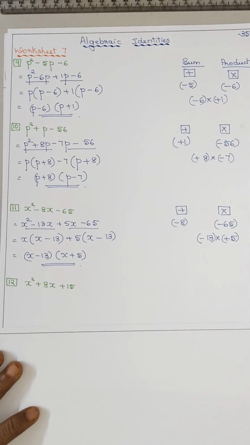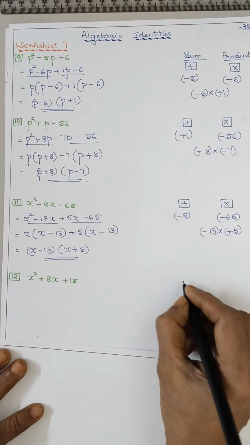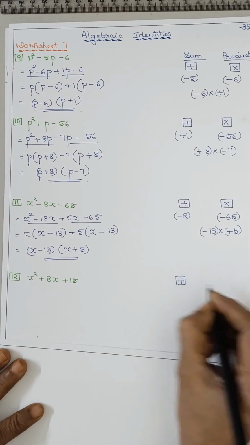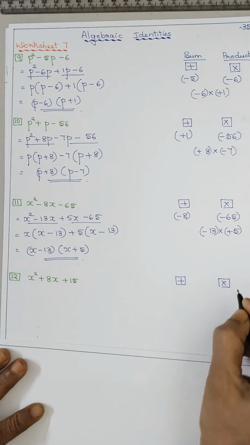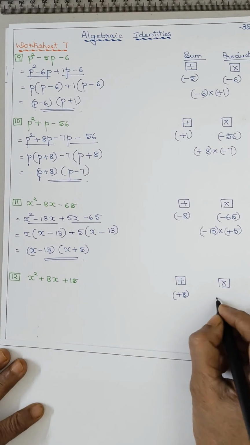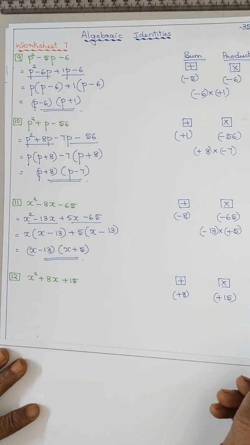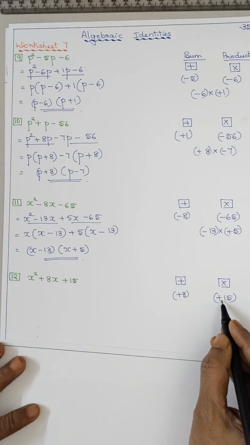Okay. Now coming to the 12th sum, it is a sum and product. Sum is plus 8, product is plus 15. Both are plus, means what?